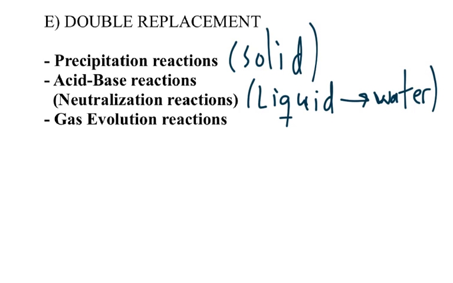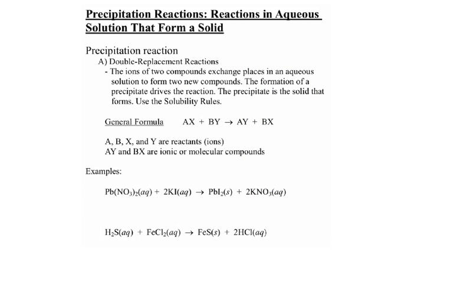Water is made when an acid and a base neutralize each other. And then the third one is driven by the formation of a gas, and those are known as gas evolution reactions. First, let's take a look at generally what a double replacement reaction looks like, and then we'll break down the three types. You can see the general formula for a double replacement here.